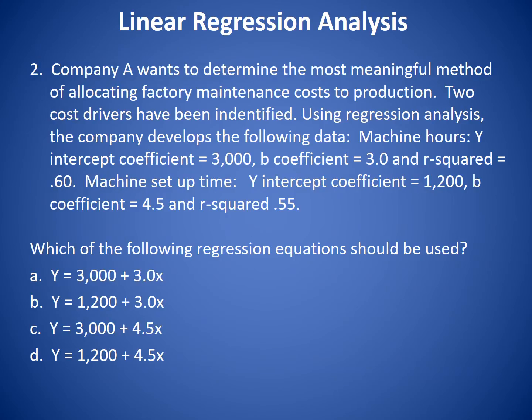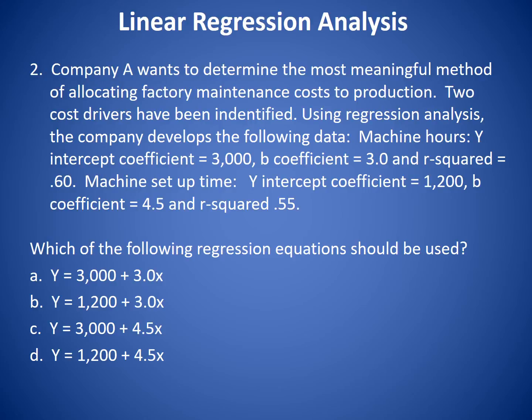Okay, let's look at question number 2. Company A wants to determine the most meaningful method of allocating factory maintenance cost to production. 2 cost drivers have been identified. Using regression analysis, the company develops the following data. Machine hours, the y-intercept coefficient is 3,000. The B coefficient is 3 and the R squared is 0.6.